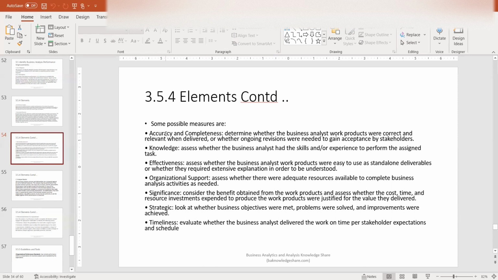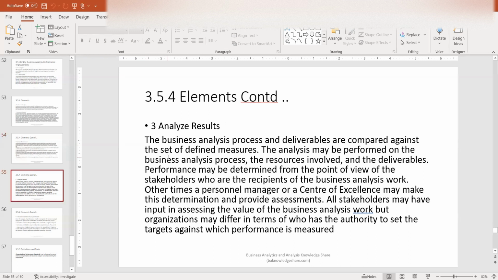So just to summarize, you're looking at accuracy and completeness, knowledge, effectiveness, organizational support, significance, strategic, and timelines as some of the variables to understand the performance of a business analyst.